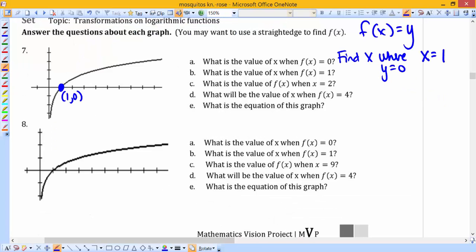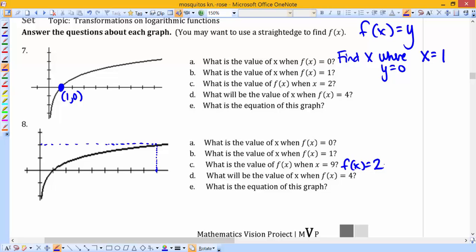For the straight edge, for example, let's look at 8C, since it's a 9, and that is pretty far out there on the graph. So 1, 2, 3, 4, 5, 6, 7, 8, 9. Okay, here's 9. I want to look up, and then I want to match this over to the y-axis. So f of x will equal 2.